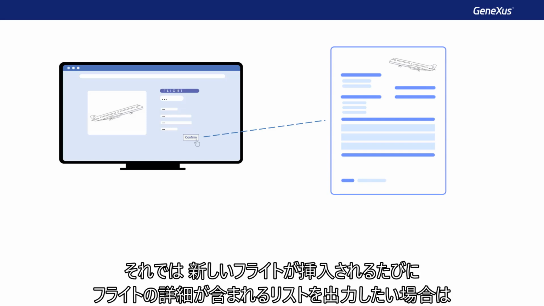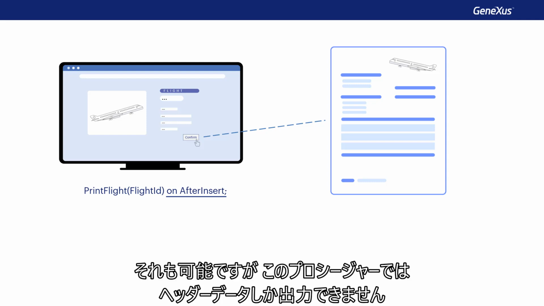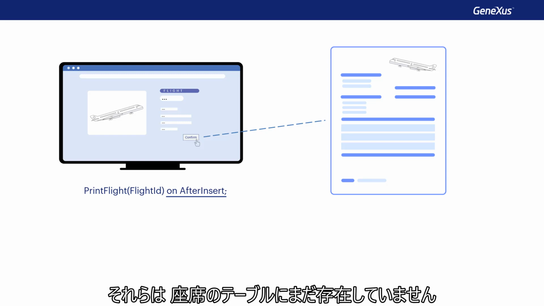So, if we wanted to print a list with the details of a flight every time a new one is inserted, would we use on after insert? We could, but here the procedure will only be able to print the header data, because the lines have not been manipulated at all, let alone inserted. They don't exist yet in the seating table.